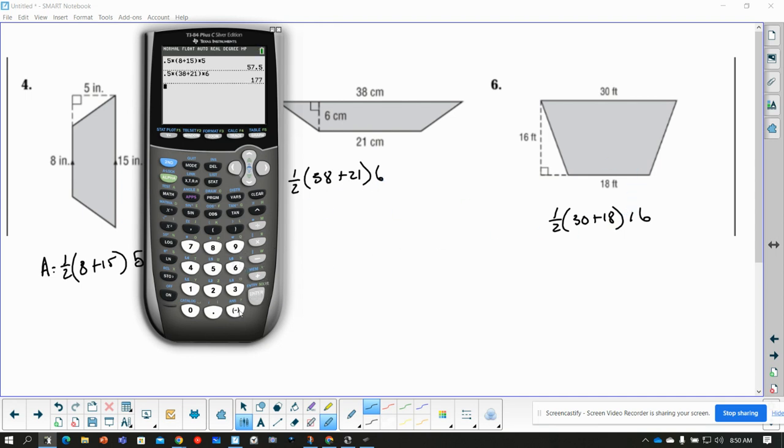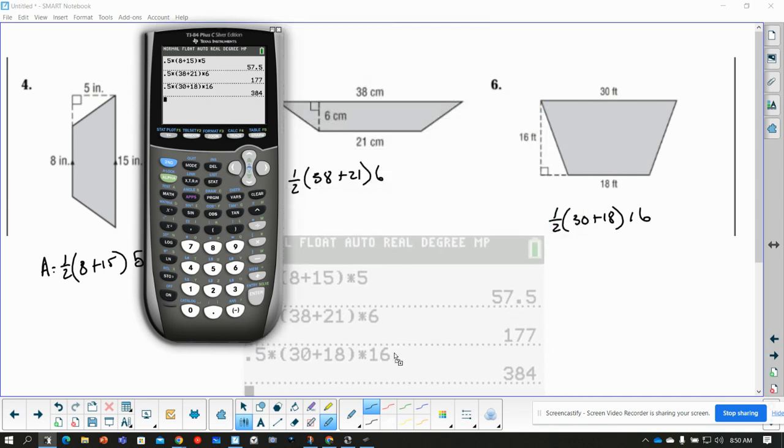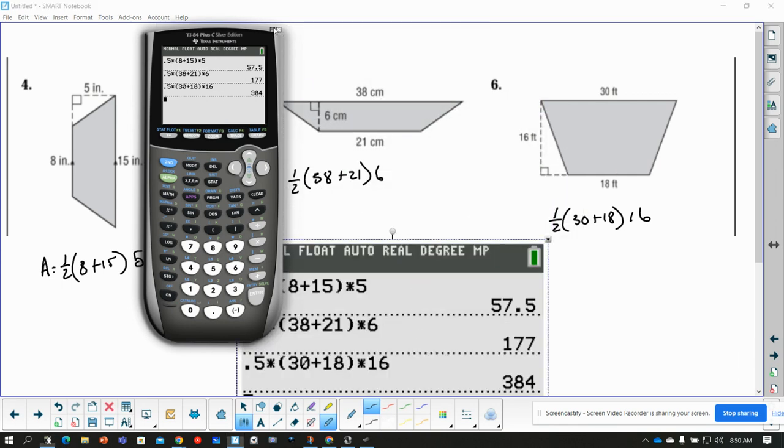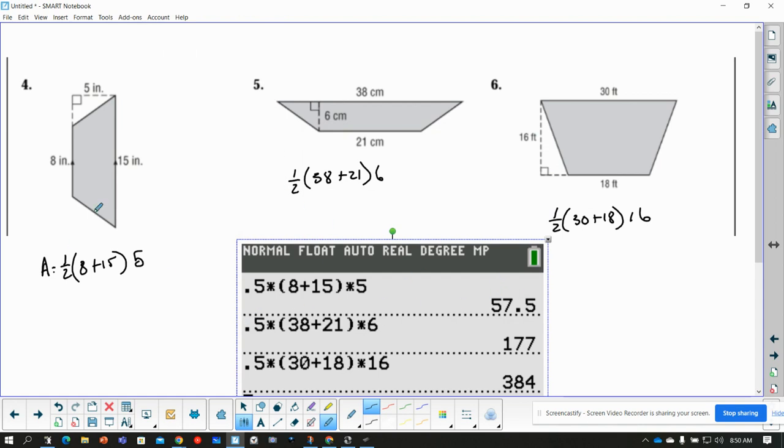And then this last one here, 0.5 times 30 plus 18. Oop, almost forgot my parenthesis again. 30 plus 18, and then times 16. So notice I was able to do all three of those. And so if you had your calculator, you could do that, boom, boom, boom.